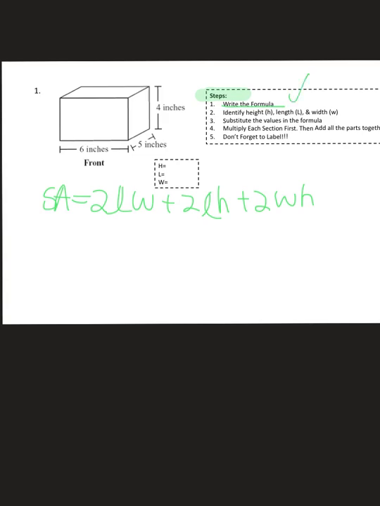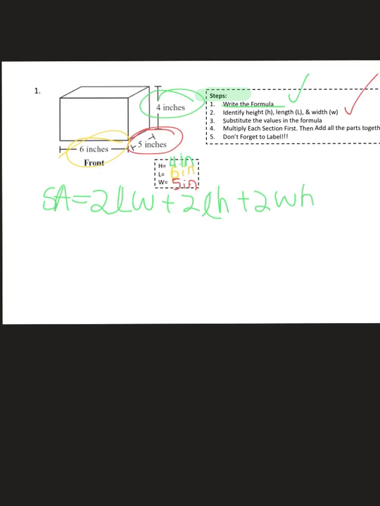Step 2 is identify the height, length, and width. Our height is the tallest part, top to bottom, so our height is going to be 4 inches. Our width, how wide the box is going to be, is 5 inches. And the length, how long the box is going to be, is 6 inches. So step 2 is done, which was identify the height, length, and width of the prism. I'm going to check that off.